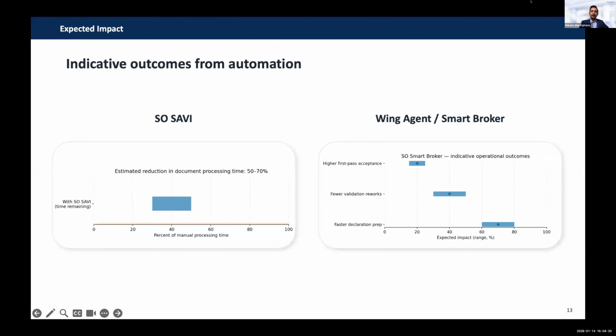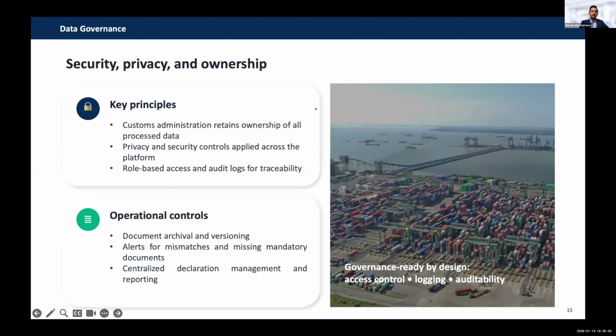Some key indicative outcomes for the results: of course, it will reduce the processing of documents by customs officers by 50 to 70%. And for the brokers, it will increase the first-time acceptance of customs declarations, mean fewer validations and reworks for post-entry modification, and it will reduce the declaration preparation time by 60 to 80%, depending on the size.